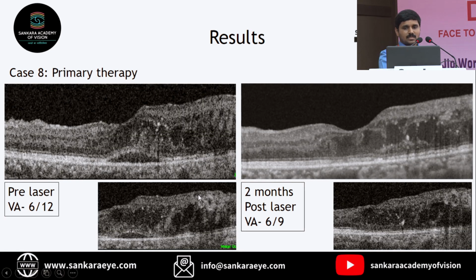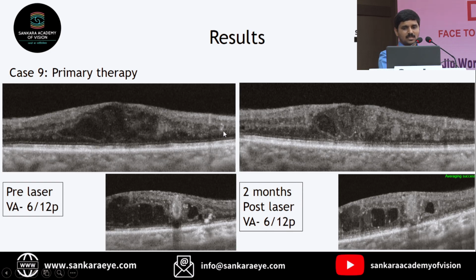So case number 8, here we can see that one of the aneurysms is completely occluded, but the other aneurysm still shows a cavity. There was a partial response. Case number 9, there was no improvement in macular edema in spite of a complete obliteration of the aneurysm.